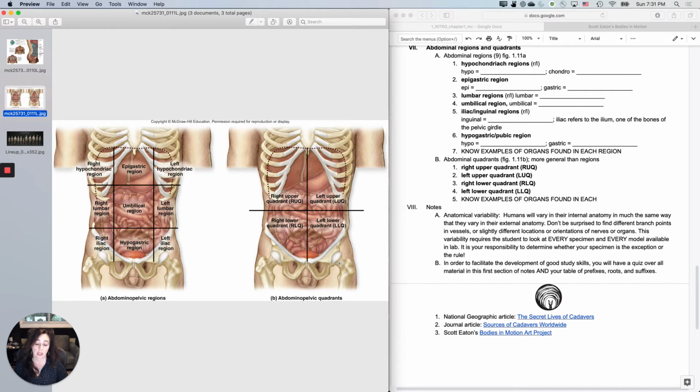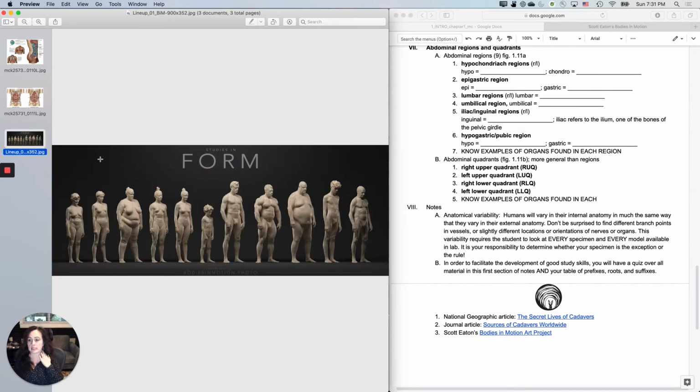Okay, last little tidbit for this set of notes is just to talk a little bit about anatomical variability. So if you stood any group of humans up, here's an artist that did a really cool 3D scanning of a bunch of different bodies.